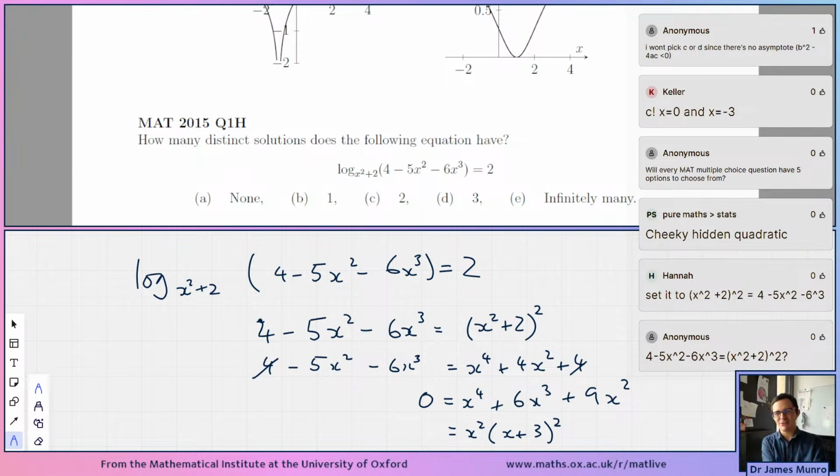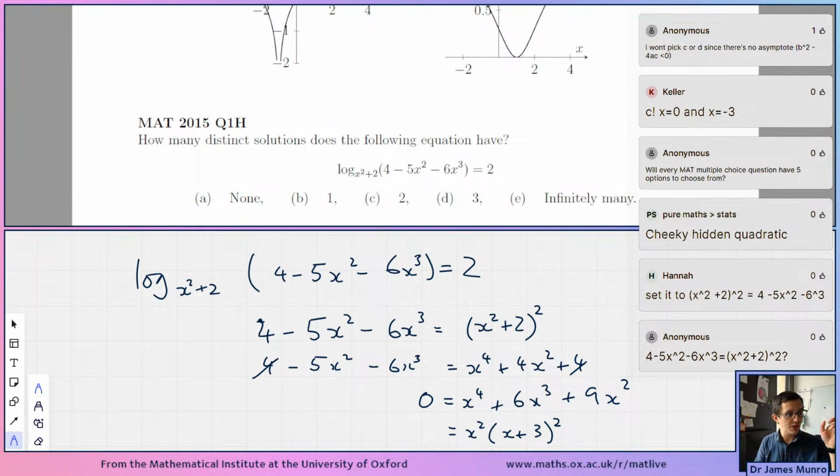Corresponds to log base 11 of 121. The number in brackets just works out to be 121, which really is the square of 11. So that one works as well. There are two solutions.